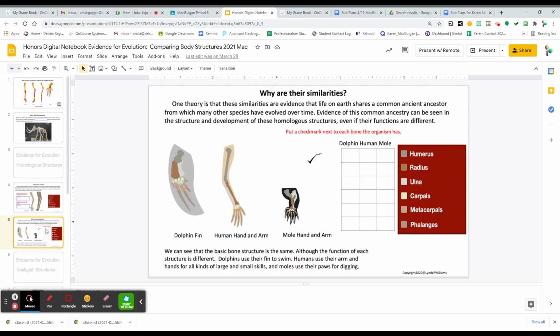And then the same thing goes true here. Again, it's a very similar activity. You're going to look at that key and that color coding, and then you're going to move that check mark over. So for example, the dolphin. Does the dolphin have a humerus? In that case, it's like a darker gray, and it does. Okay. Does the dolphin have a radius? It does. So you're going to fill that in and so on and so forth as you go through the list. As you can see, the basic bone structure is the same, although the function of each structure is different. Dolphins use their fins to swim, humans use their arms and hands for all kinds of large and small skills, and moles use their paws for digging. Okay, so you're going to fill in that little check mark box there.